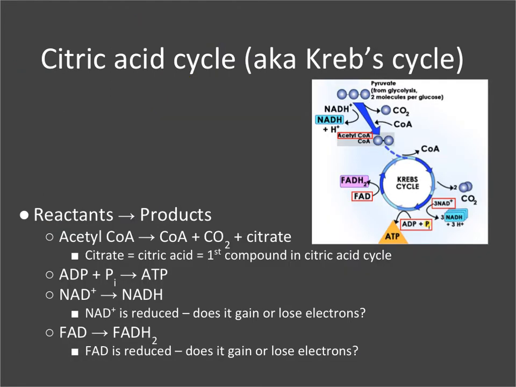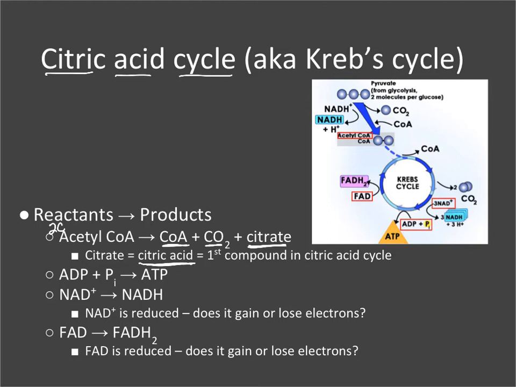So taking a look at the overall reactants and products of the citric acid cycle, we're going to start with our 2-carbon acetyl-CoA that goes in. Now that 2-carbon acetyl-CoA goes into the citric acid cycle, and what happens is it ends up releasing that coenzyme A, and one of those carbons breaks off to form carbon dioxide. So we lose another carbon here in the form of carbon dioxide. Now that acetyl-CoA combines with a molecule in order to form another molecule called citrate. And citrate is also known as citric acid, which is how we get the name citric acid cycle, because the first compound produced in the cycle is citric acid.